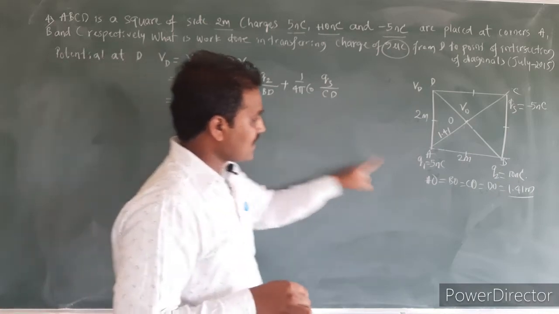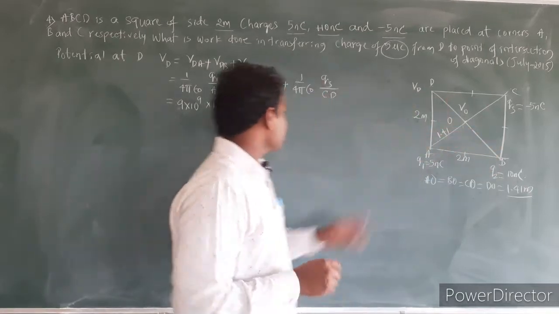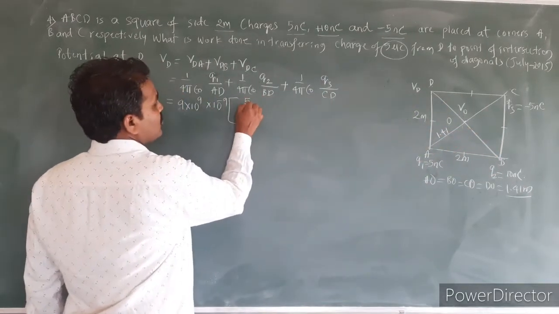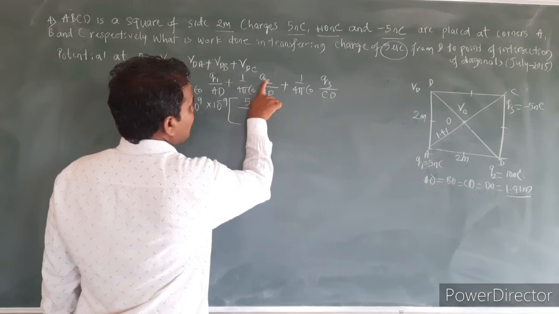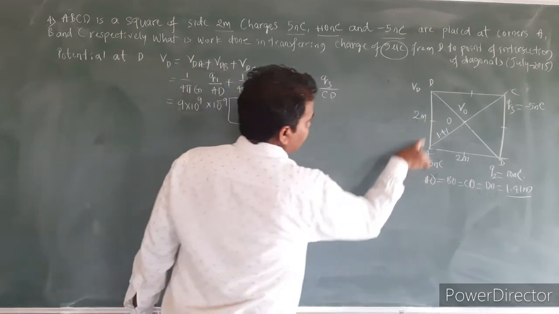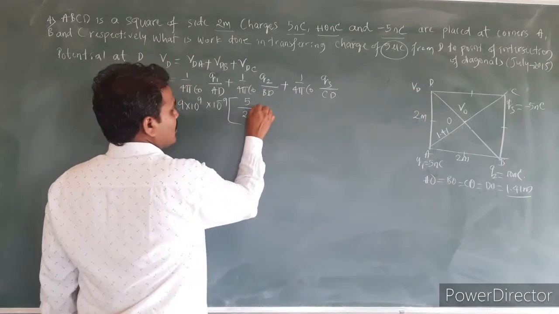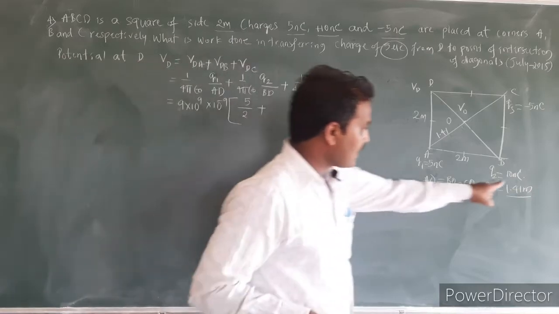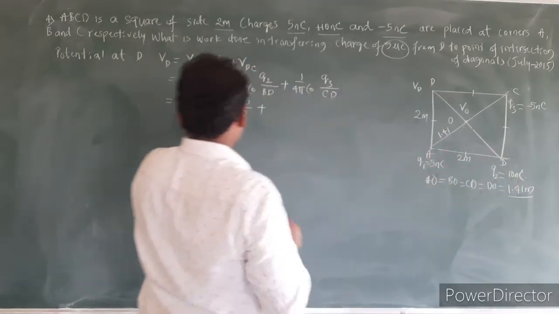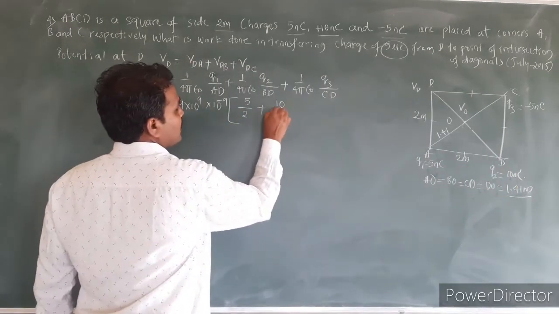10 to the power minus 9 is associated with all the charges. Inside I will just write the numerical values. Here will be 5 divided by 80 is how much? 2 meters. Okay. Plus here I have 10 nanocoulombs. So nano I have taken it outside. So here I have only 10 here.